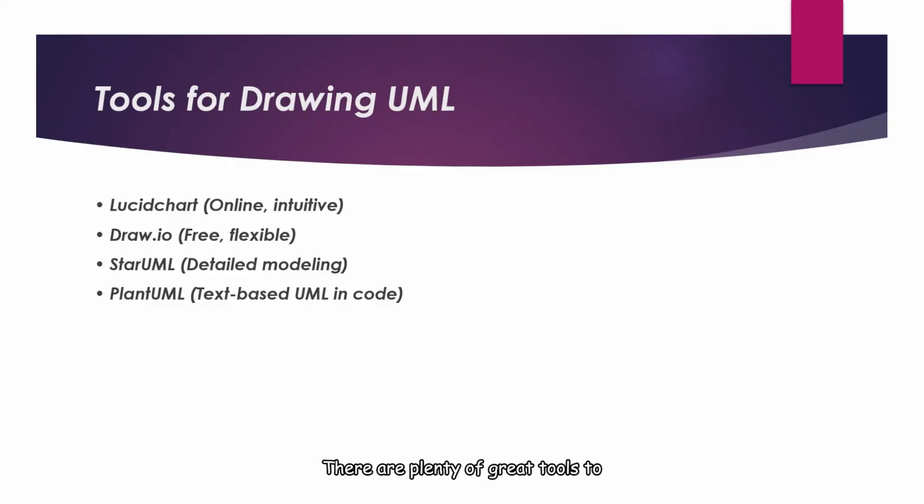There are plenty of great tools to help you create UML diagrams. Lucidchart and Draw.io are excellent for quick drag and drop diagramming. StarUML is a more robust tool that supports detailed modeling and exporting. If you prefer something code-based, try PlantUML. It lets you write diagram definitions in plain text and auto-generates visuals. Choose a tool that fits your style and project needs.